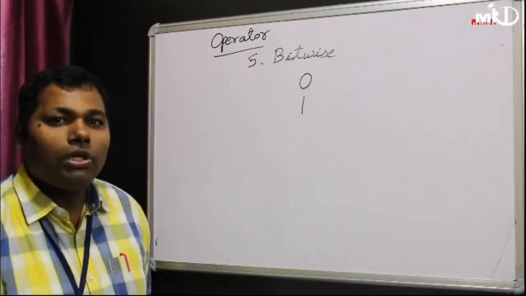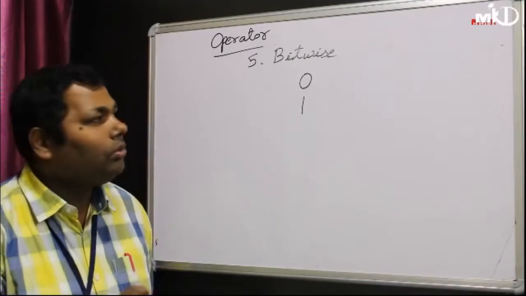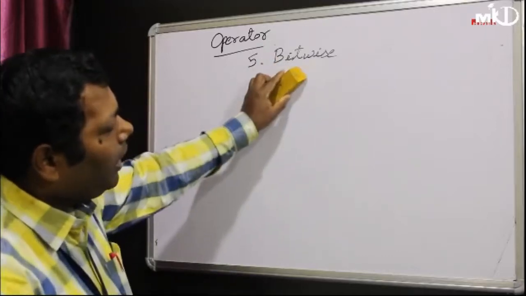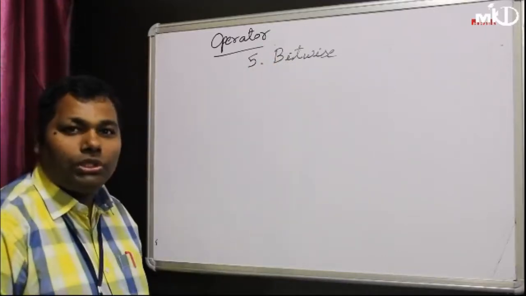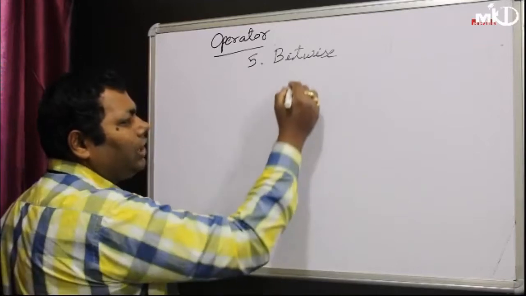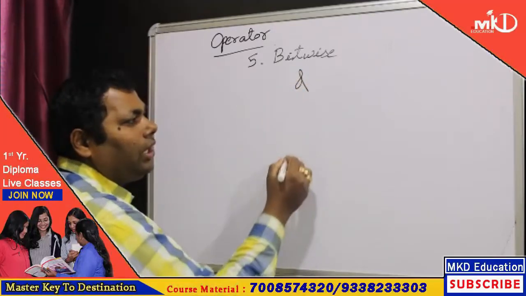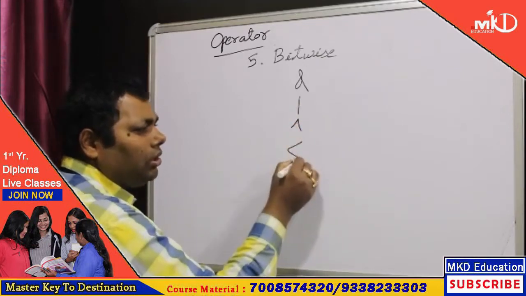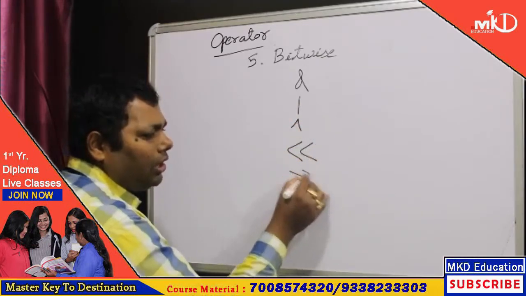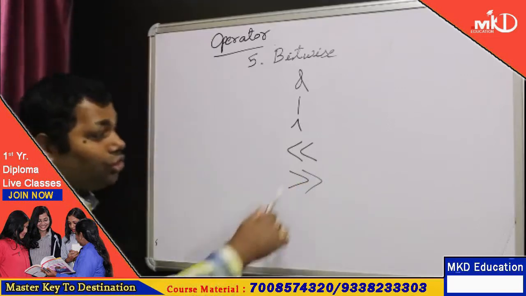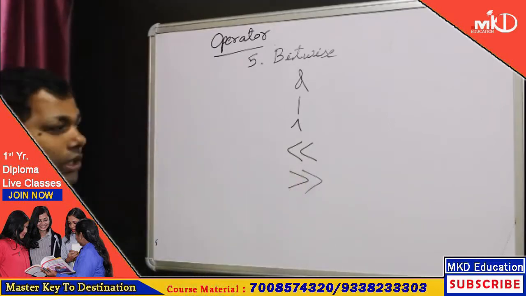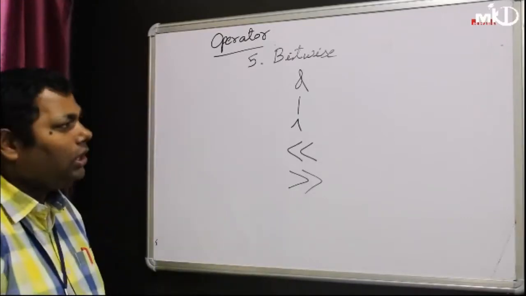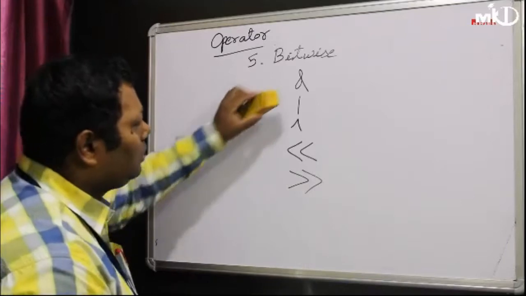So any value, they go to its binary level and do the operation there. Clear? So there are 5 bitwise operators used in the C language. Those are bitwise AND, bitwise OR, bitwise XOR, left shift and right shift. Okay, there is no space between the two symbols. It is called left shift and it is called right shift. Okay, so let's see some examples.